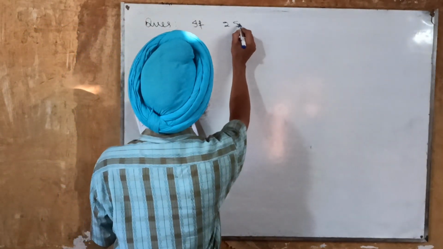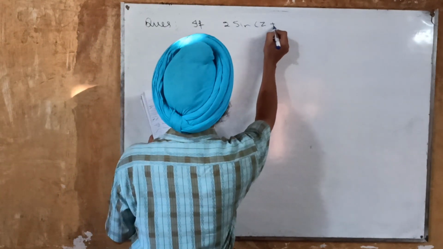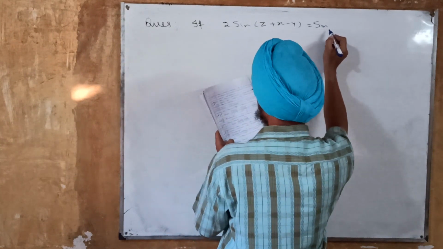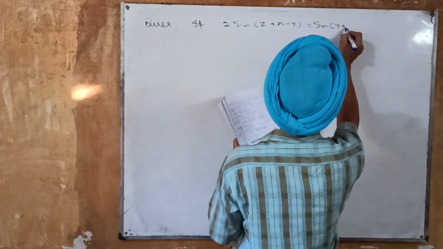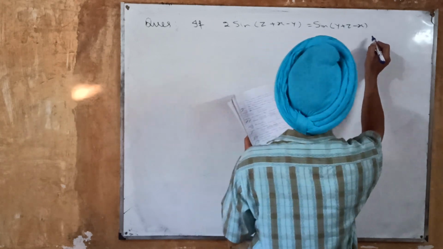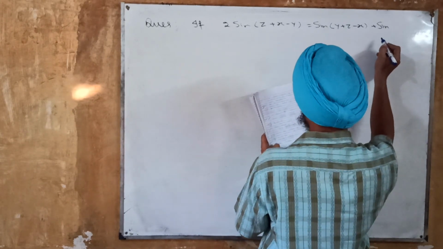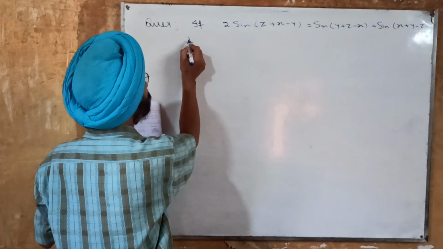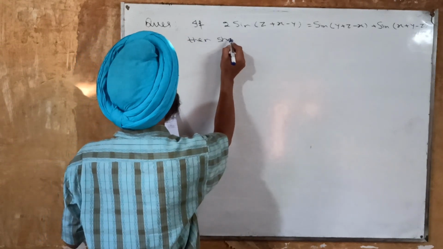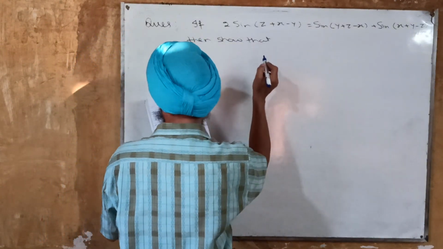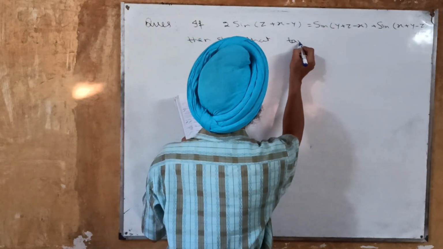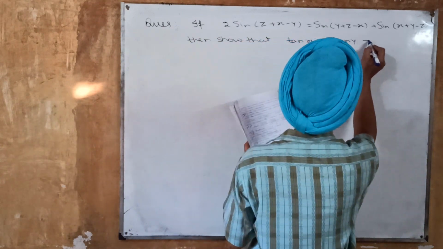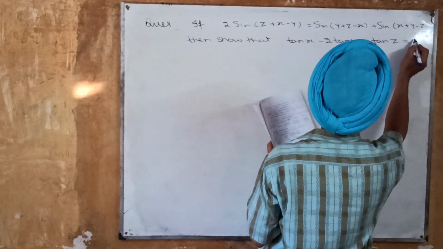2 times sine z plus x minus y is equal to sine y plus z minus x plus sine x plus y minus z, then show that tan x minus 2 tan y plus tan z is equal to 0.